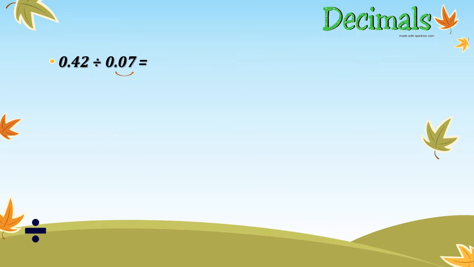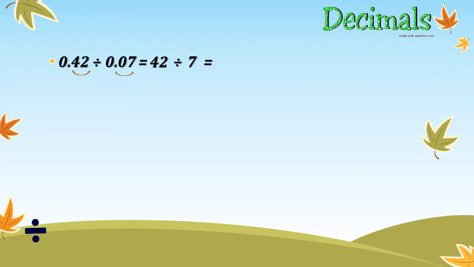Let's remember multiplying by 10, 100 and 1000. The decimal point is after how many digits? 2 digits. So I need 2 zeros, I need 100. If I multiply 7 hundredths by 100, I will get 7. Okay, what about 42?